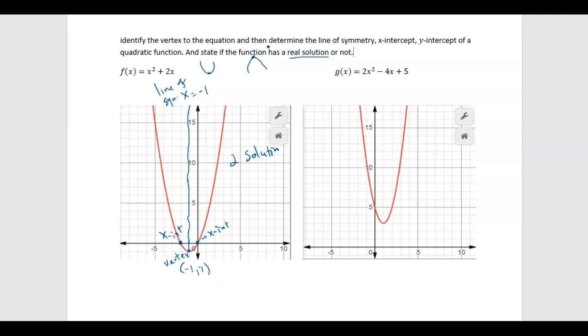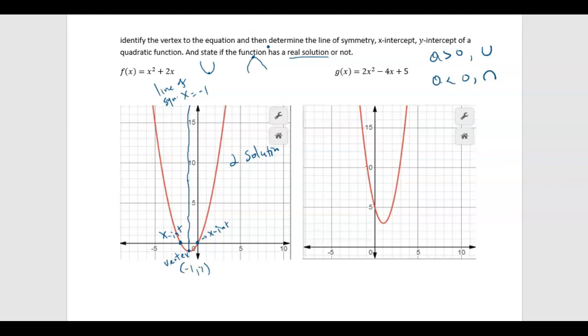And notice the parabola opens up. The behavior of the graph depends on the a value. If the a value is positive, greater than zero, then the parabola will open up. But if the a value is negative, then your parabola will open down. So the a value determines which direction the parabola opens. Since in this case a is one, the parabola opens up.